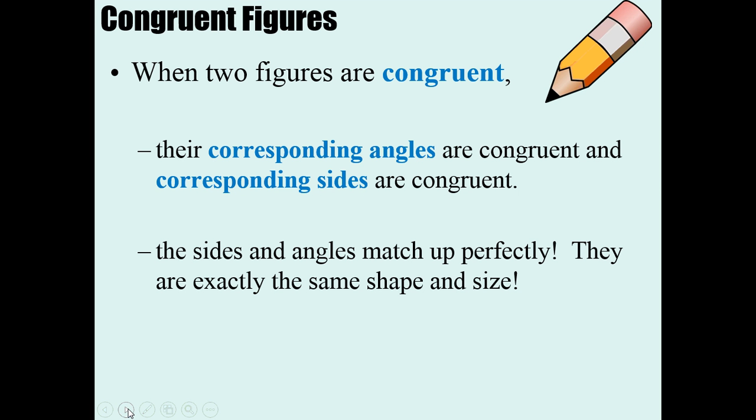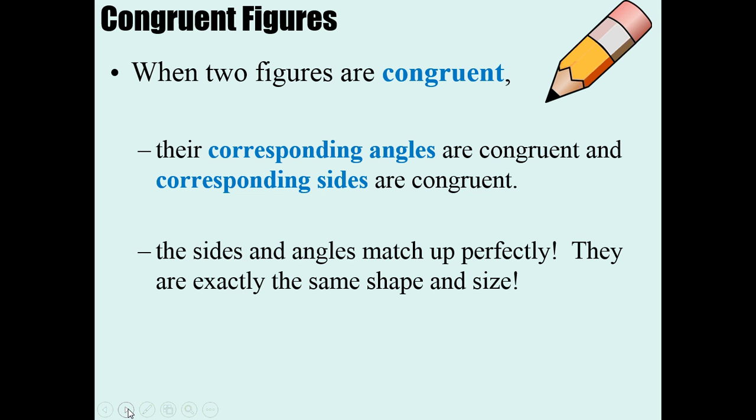So the idea of congruent, guys: when two figures are congruent, we need to remember that their corresponding angles are congruent and their corresponding sides are congruent. So please make sure you write this part in your notes. When two figures are congruent, we need to look at the angles that would match up and the sides that would match up and make sure they are exactly the same length or size. So the angles and sides match up perfectly. The figure is the exact same shape and size.